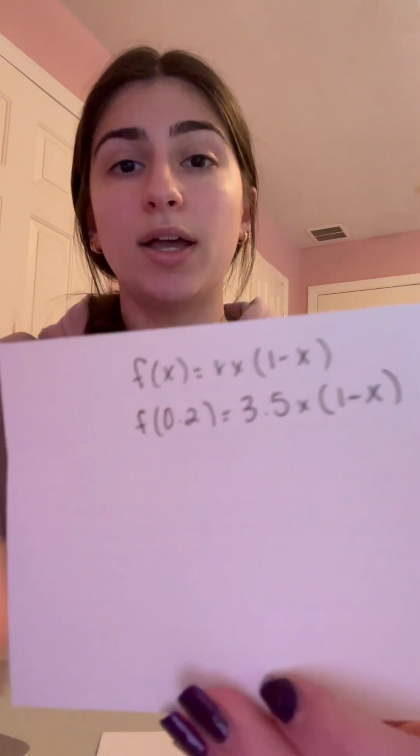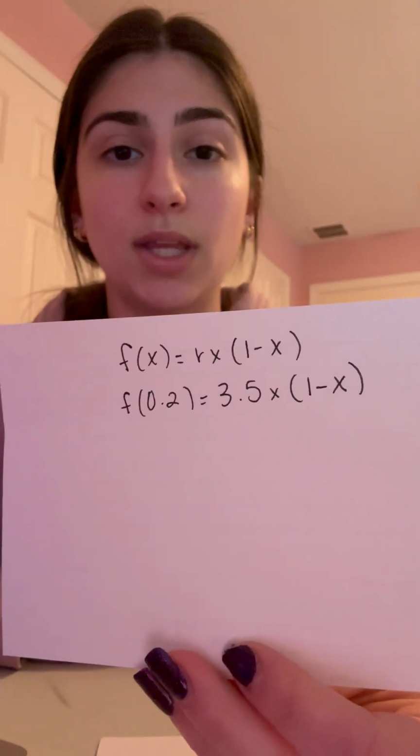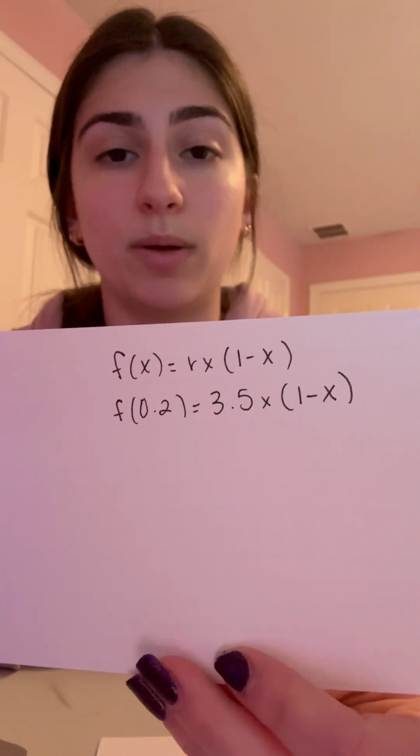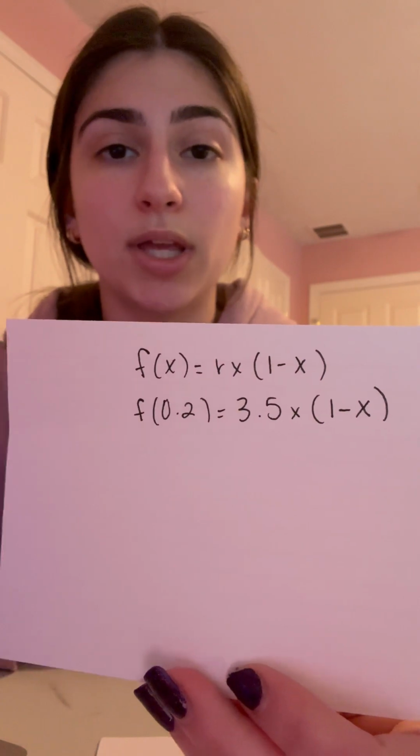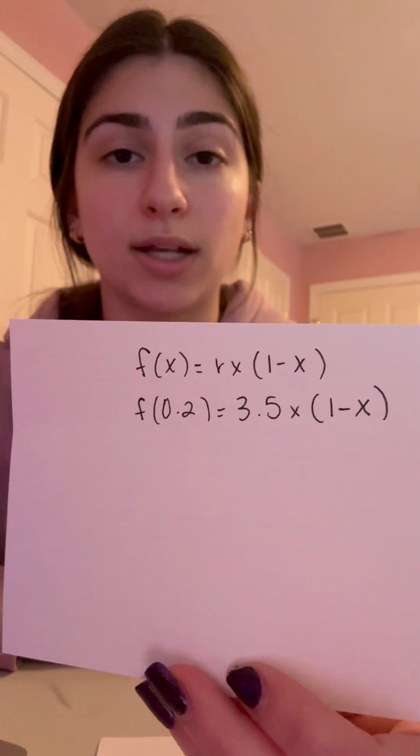For number 20, we have our R value equal to 3.5 and our x sub naught value equaling 0.2. Again, we have the equation f of x equals Rx times 1 minus x. When we plug in 0.2 for x sub naught, we receive a value of 0.56. This is now our x sub 1 value.